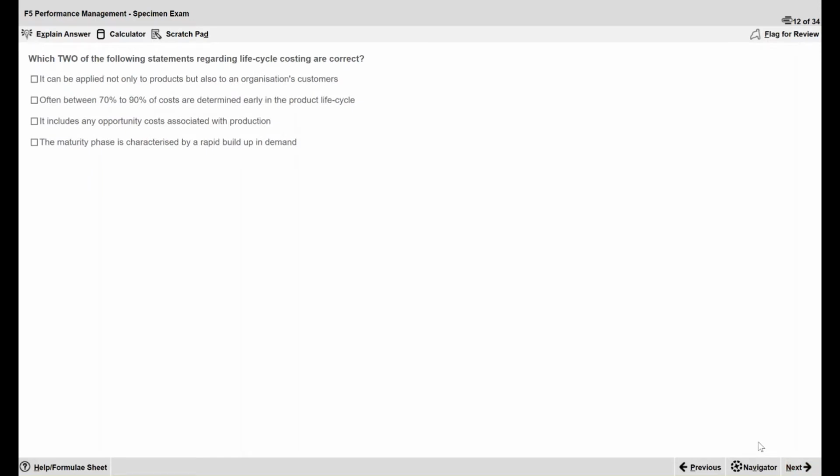Which of the following statements regarding life cycle costing are correct? It can be applied. See, you can see that on some of the questions I spend more time. Obviously, one reason was I was explaining, but even still, some questions will take less time. So the more time that you spend on one question will be saved by other questions that don't need a lot of effort. So don't worry if you spend a little bit of time on a question.